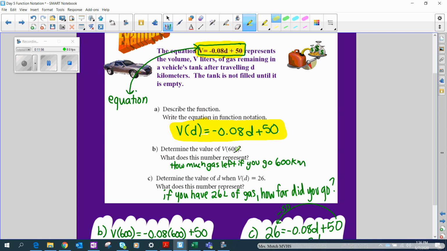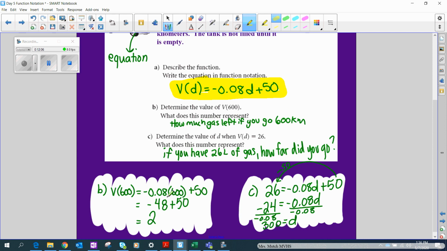Part D, determine the value of V at 600. Okay, so what does this mean? It's how much gas you have left if you went 600 kilometers. They're telling you the input. So you would put that inside the formula, work it out, and so you would have 2 liters of gas left if you went 600 kilometers.